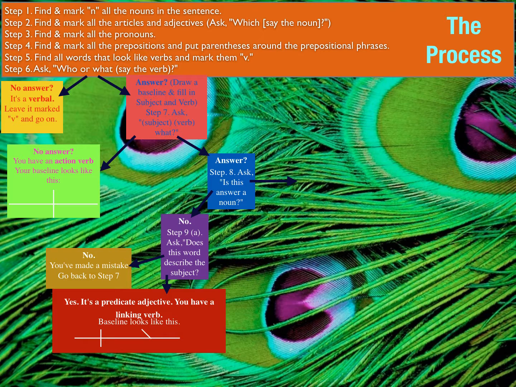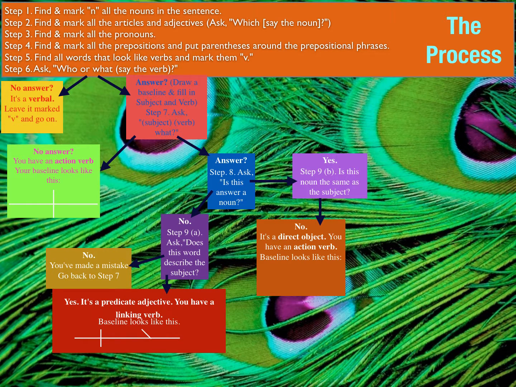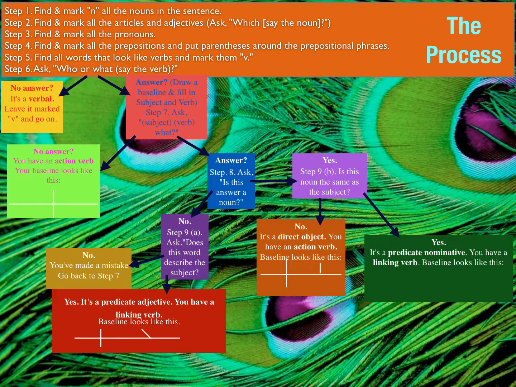Okay, now going back to step 8 and you ask, is this answer a noun? If the answer is yes, go to step 9, part B. Is this noun the same as the subject? No, it's a direct object. You have an action verb. Baseline looks like this. And if you say, is the noun the same as the subject, and you answer yes instead of no, it's a predicate nominative, and you have a linking verb. So your baseline looks like this.